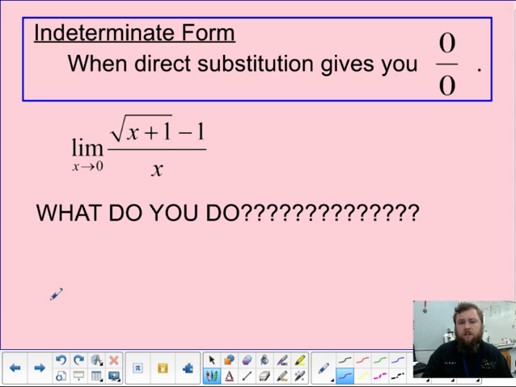All right, let's talk about this indeterminate form. So sometimes when you do direct substitution, it gives you 0 divided by 0. And that's weird.